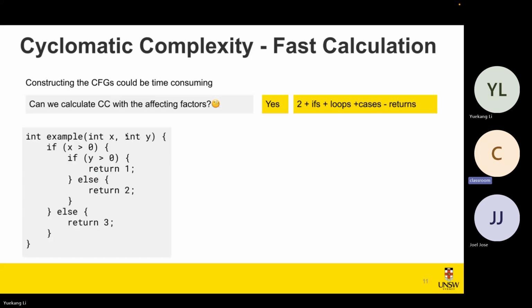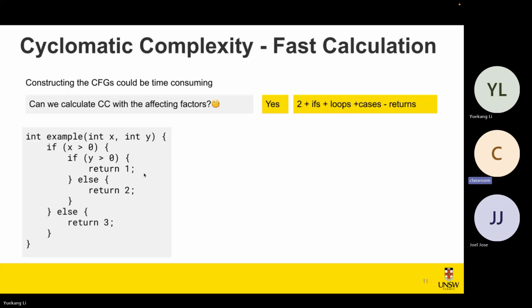So let's have a look at this program again here. We know that ifs and loops bring in new branches, and returns are reducing. So this roughly explains why this formula looks like this. Let's verify it using this program here.